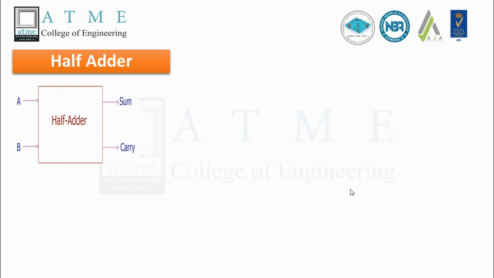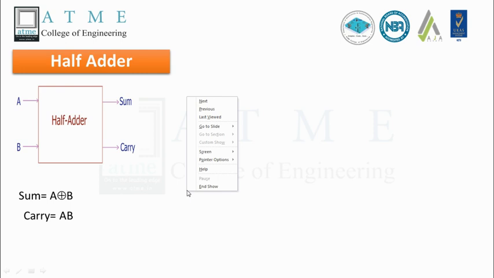Now let us consider the data flow description, where we will basically be using Boolean expressions. We have to establish the relation between the inputs and outputs through Boolean equations. That approach is referred to as data flow description.